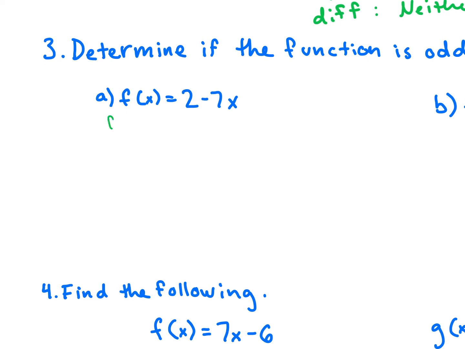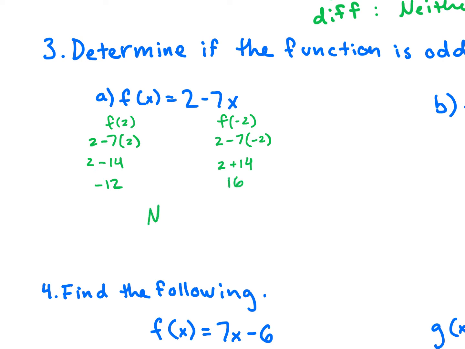So let's plug in f of 2 and f of negative 2. I have 2 minus 7 times 2. This is 2 minus 14, which is negative 12. When we plug in negative 2, I have 2 minus 7 times negative 2, which would be 2 plus 14, which is 16. So these would be neither.